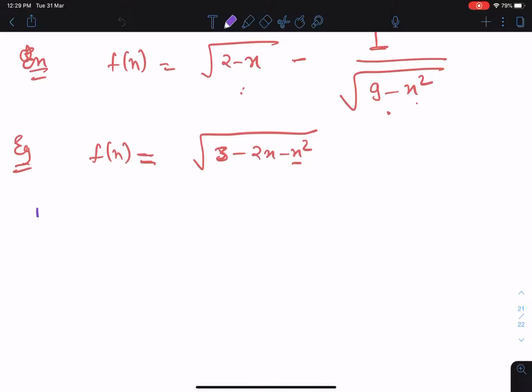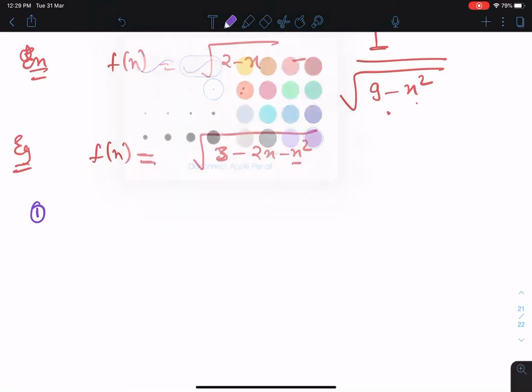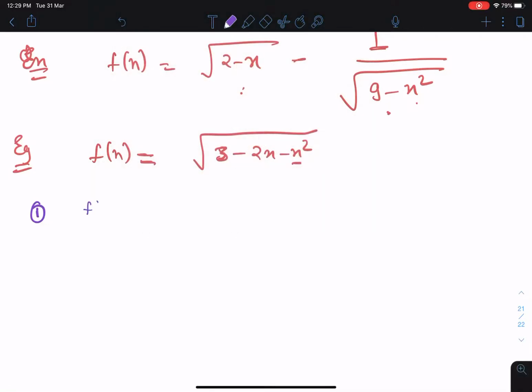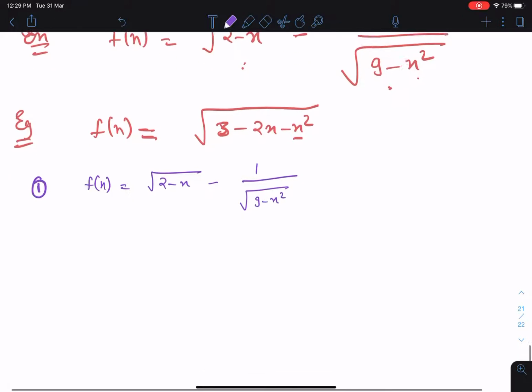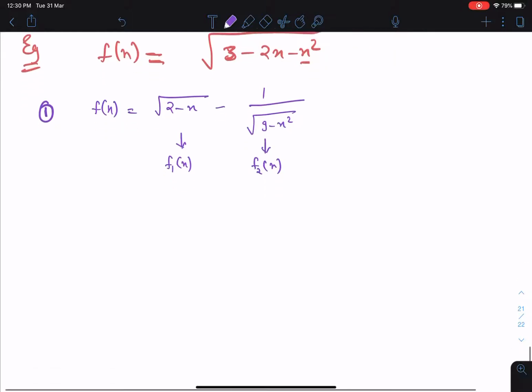So this was the first question, in which you have to find the domain of the function, okay? So let's take f(x) = √(2 − x) − 1/√(9 − x²). You know the procedure. This is one of your functions. Let's consider this as f1(x) and this as f2(x). Find the domain of f1(x), find the domain of f2(x), and take the intersection of both the domains, okay?